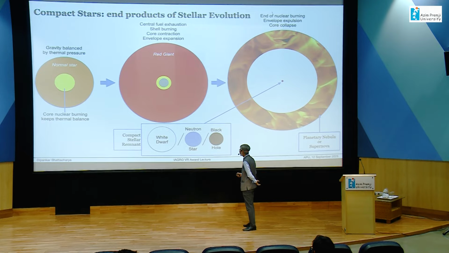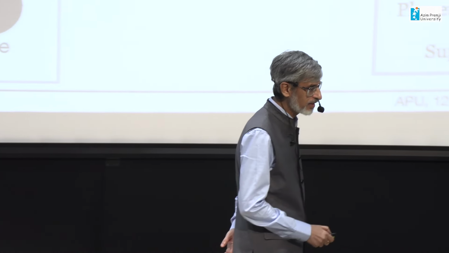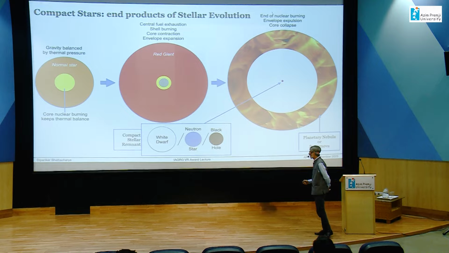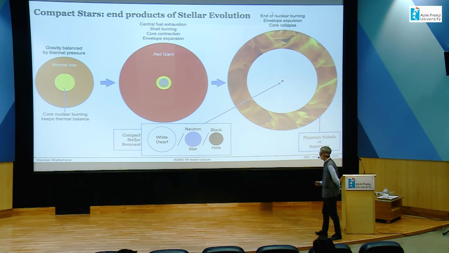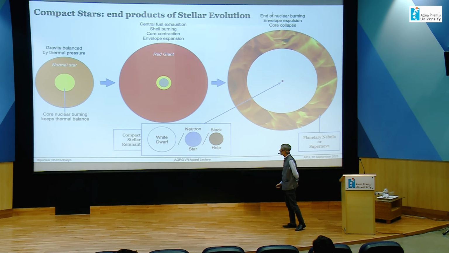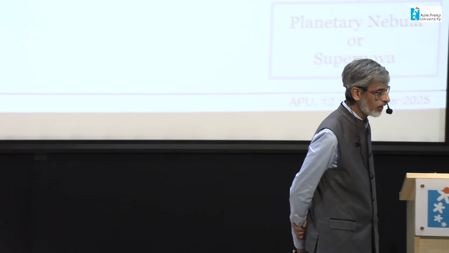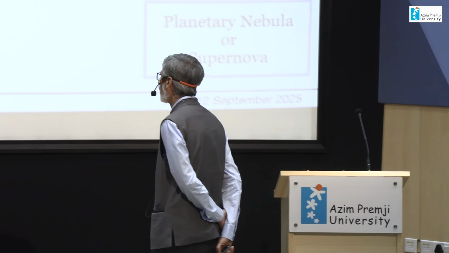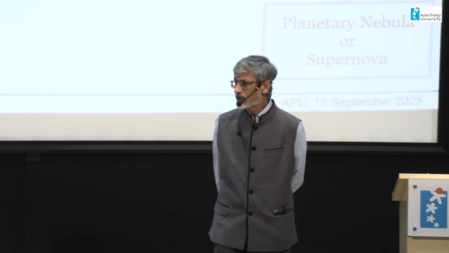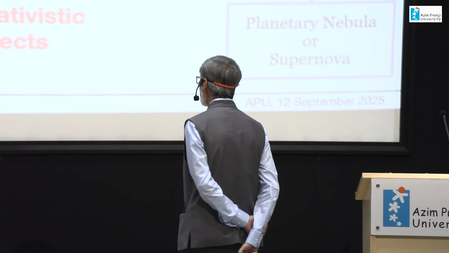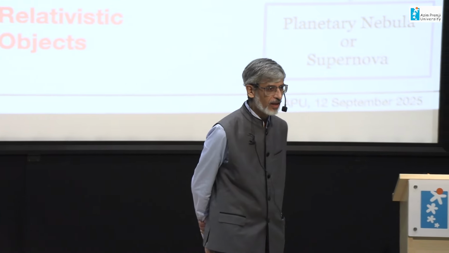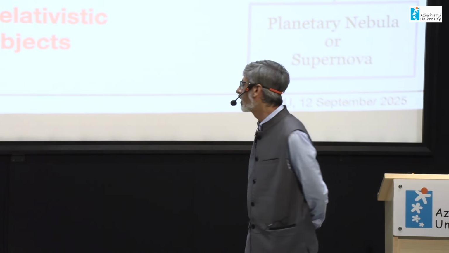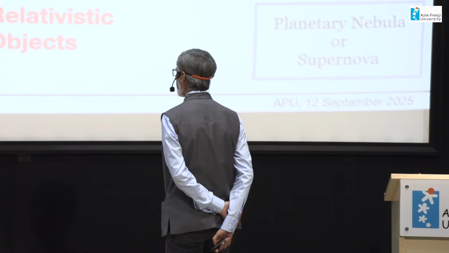It could be either a white dwarf, which are Earth-sized objects, or a neutron star, which are city-sized objects, or a black hole, which is the most condensed form of material that exists. So these are normally referred to as the compact stellar remnants. And today, for this specific lecture, I will concentrate primarily on neutron stars and black holes because they are extremely relativistic objects. So I will introduce in a moment what I mean by that.